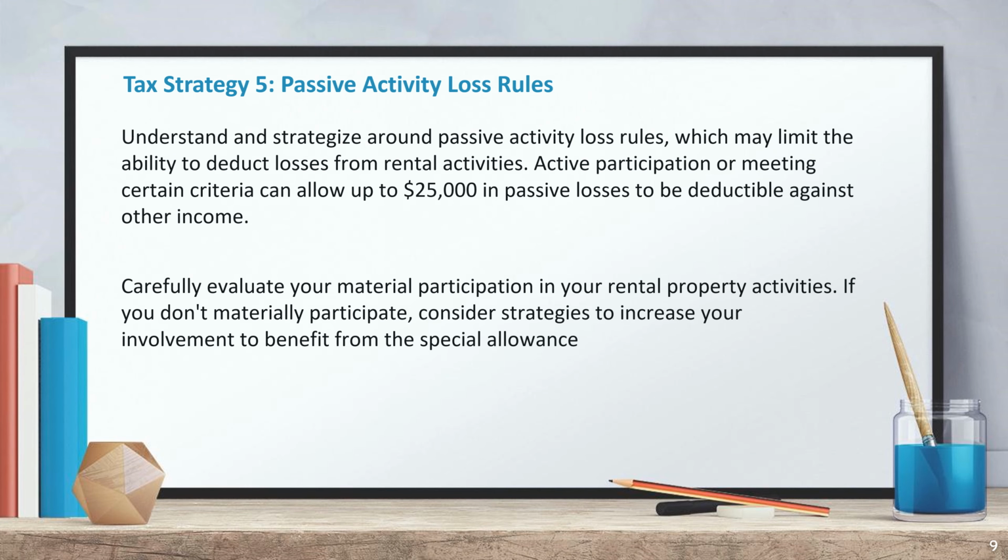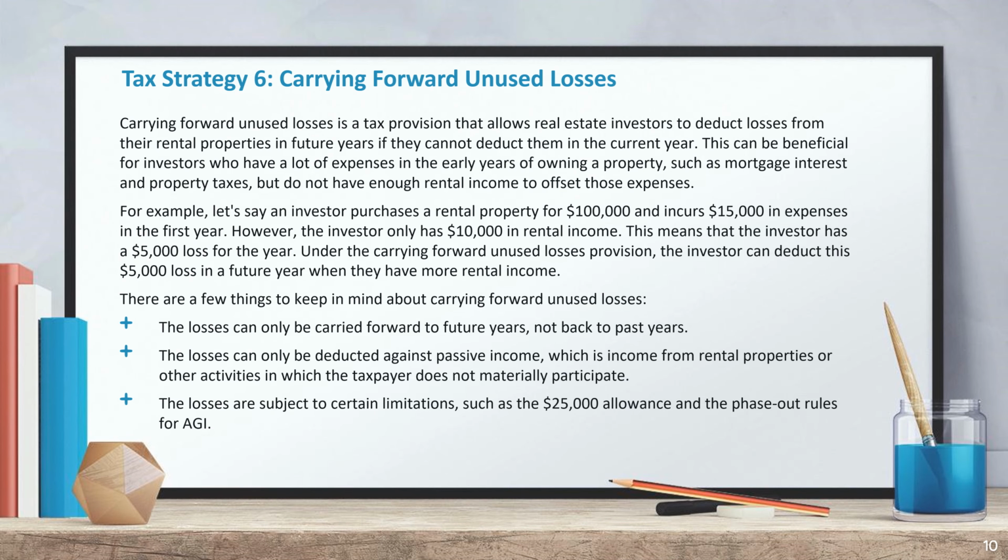Understand and strategize around passive activity loss rules, which may limit the ability to deduct losses from rental activities. Active participation or meeting certain criteria can allow up to $25,000 in passive losses to be deductible against other income. Carefully evaluate your material participation in your rental property activities. If you don't materially participate, consider strategies to increase your involvement to benefit from the special allowance.